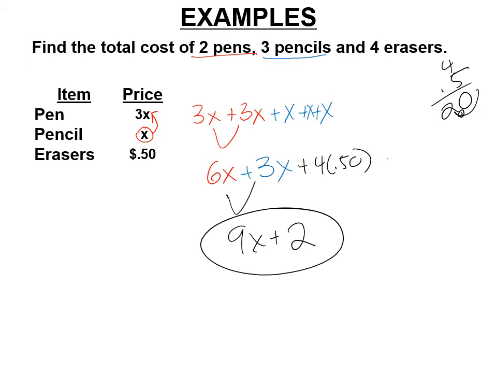So the total cost of 2 pens, 3 pencils, and 4 erasers will be 9 times the cost of the pencil, right? That's the cost of the pencil, right? 9 times the cost of the pencil plus 2, right? Once we know the cost of the pencil, we'll know the value of anything else, because the pen will be 3 times that, 3x.